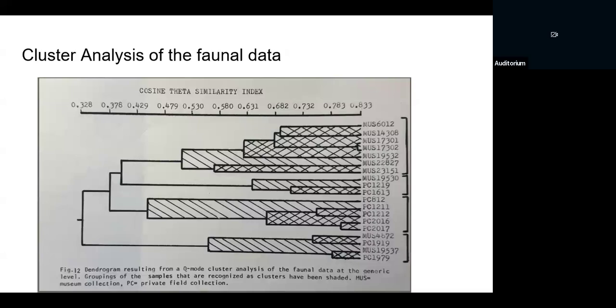So you see some crosshatch marks here, showing that the analysis pretty much put these samples together and put these together. I looked for natural breaks in the clusters to distinguish them, and ended up with about 4 major communities of mollusks that existed during this time.